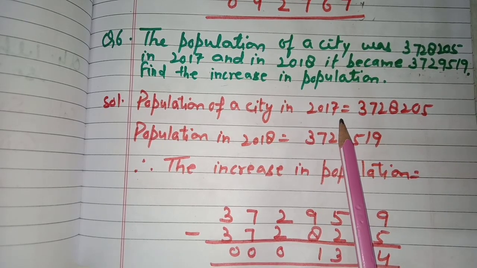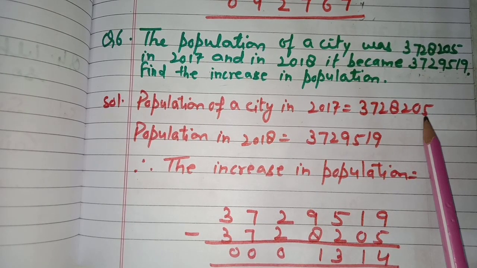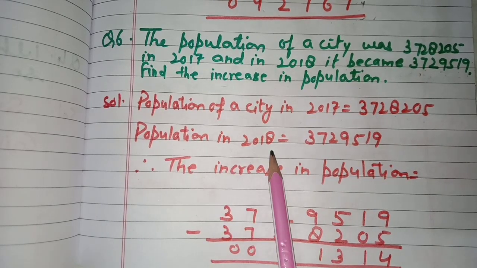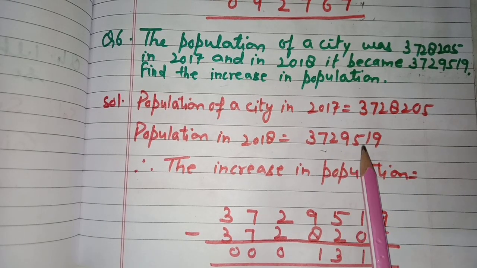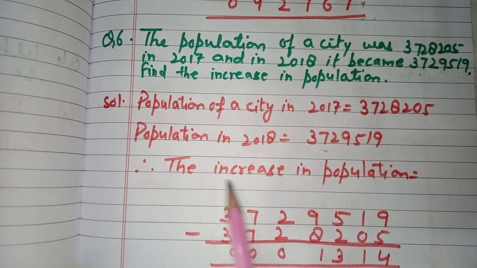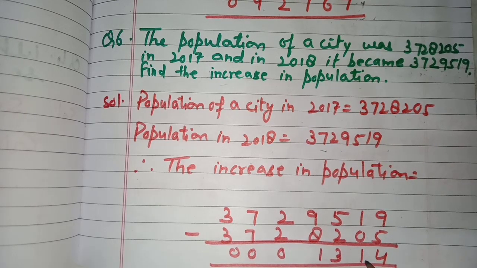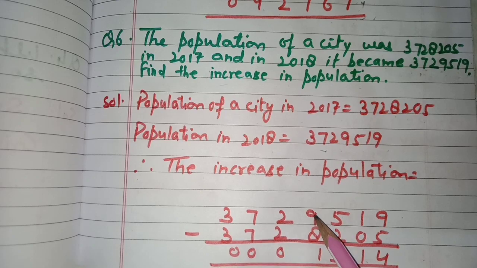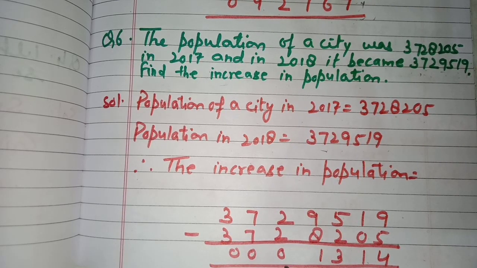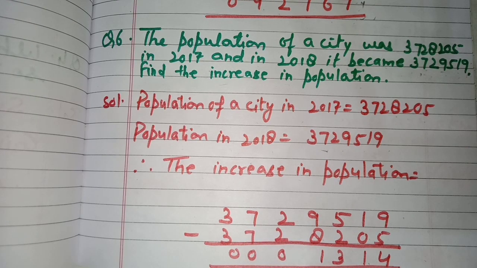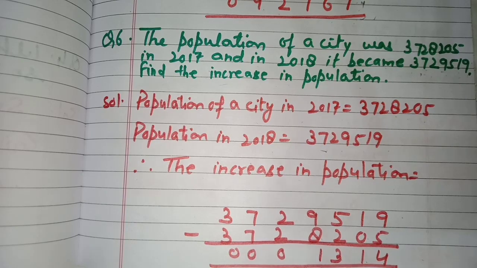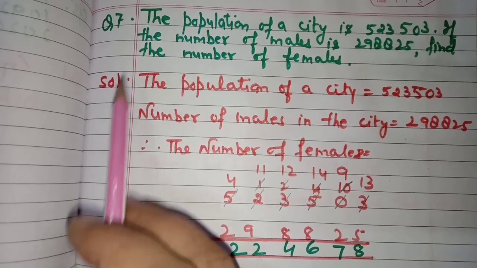Population of a city in 2017, 37,28,205. Population in 2018, 37,29,519. Therefore, the increase in population. So we need to subtract. Write the greater number on the top and the smaller number at the bottom. And let us subtract. 9 minus 5 is 4. 1 minus 0 is 1. 5 minus 2 is 3. 9 minus 8 is 1. 2 minus 2 is 0, 7 minus 7 is 0 and 3 minus 3 is 0. So what is the increase in the population? 1,314.